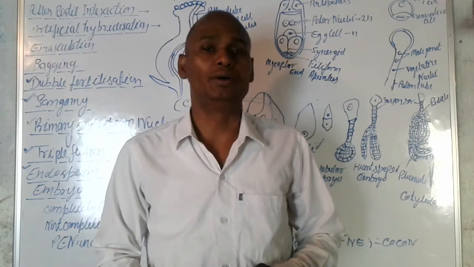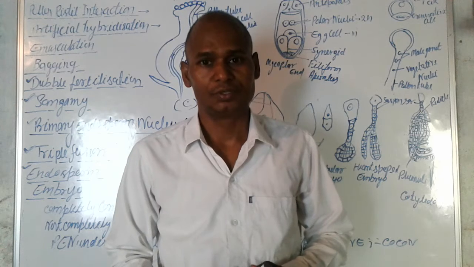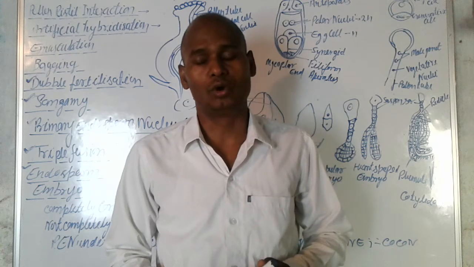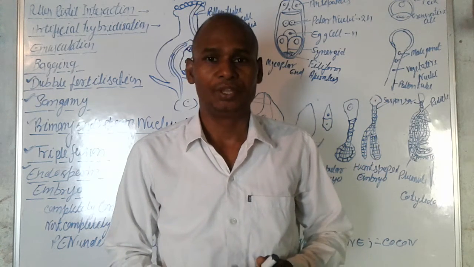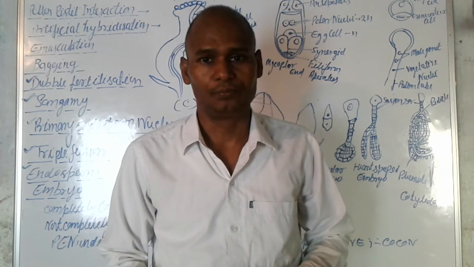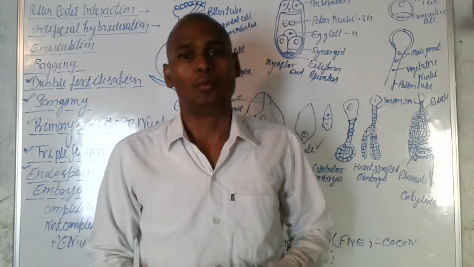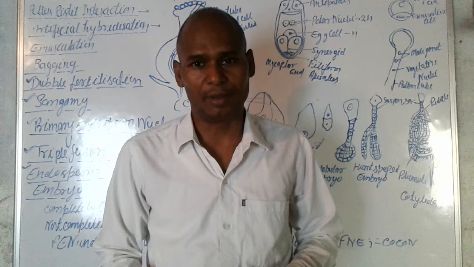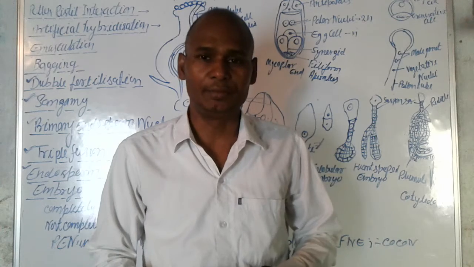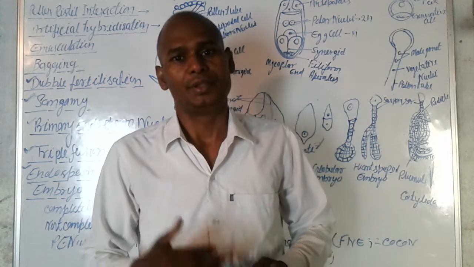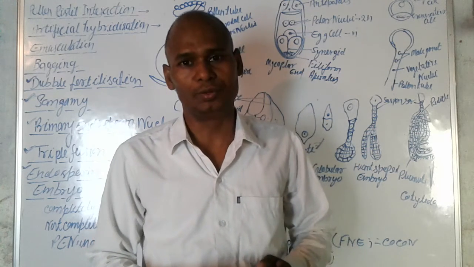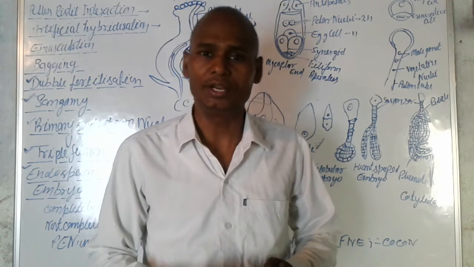We know about sexual reproduction. We need male and female gametes. We also learned in the previous video about pollination and types of pollination. When a pollen grain reaches the stigma, after some time, like 30 minutes or 1 hour, it germinates and makes a tube. This tube is the pollen tube.